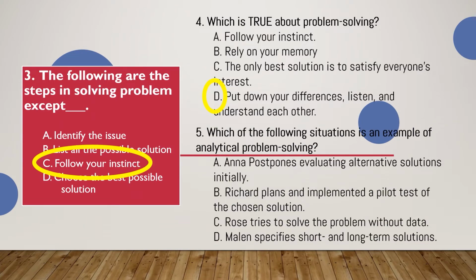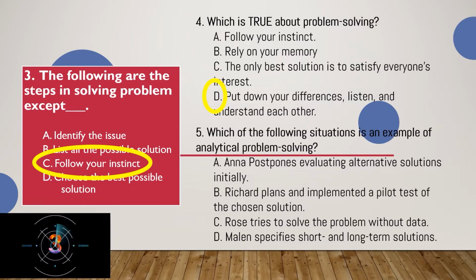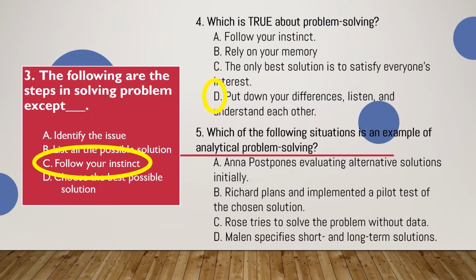Last question, number 5. Which of the following situations is an example of analytical problem solving? A, Anna postpones evaluating alternative solutions initially. B, Richard plans and implements a pilot test of the chosen solution. C, Rose tries to solve the problem without data. Or D, Malen specifies short and long-term solutions. Okay, and the answer is letter B.